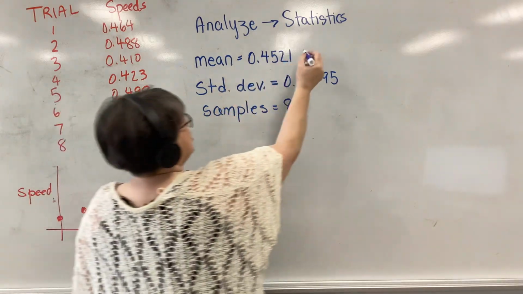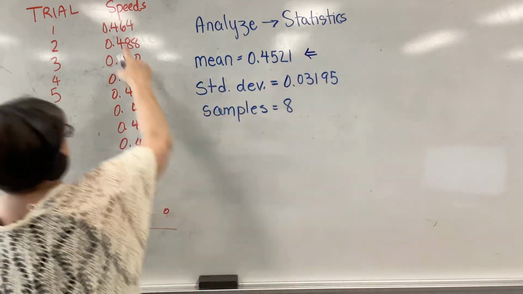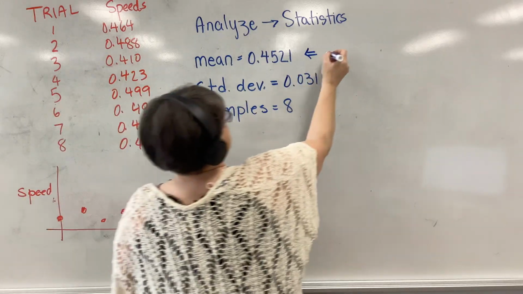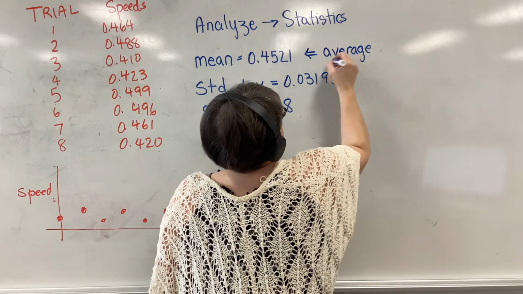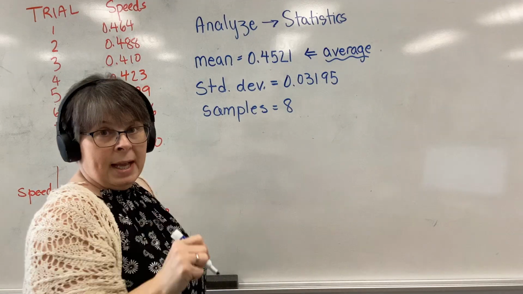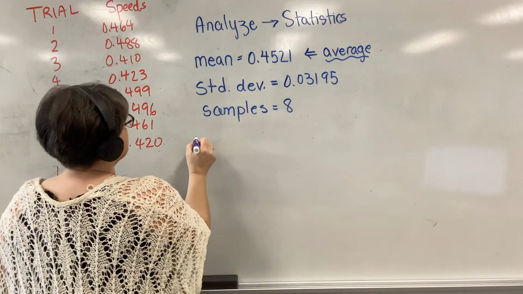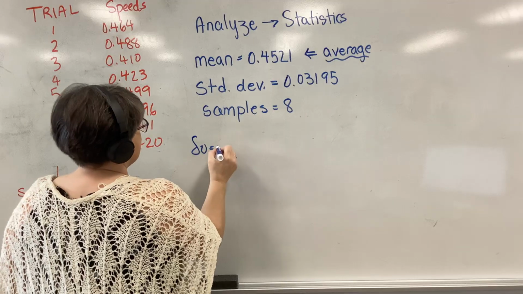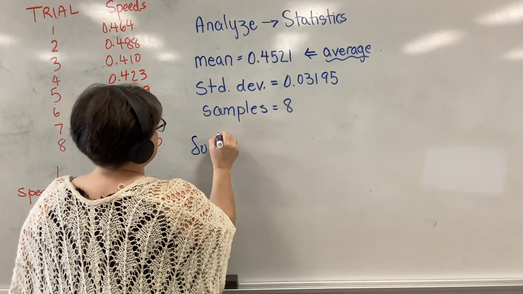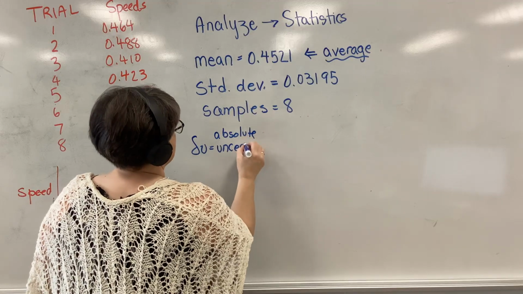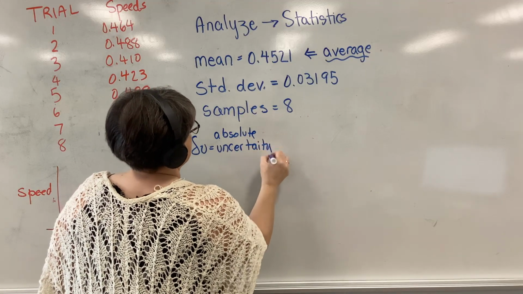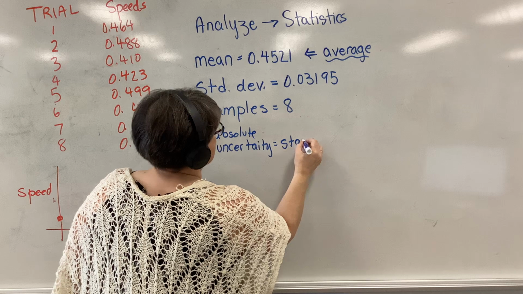Okay, so this is the information you're going to use. This will be your average velocity. So that will be the average of all these trials. To get your uncertainty, you need to calculate the standard error. So delta V, that's your uncertainty, the absolute uncertainty. That's your standard error.